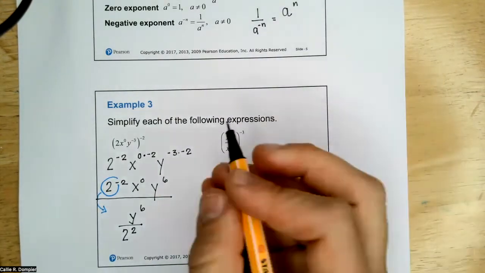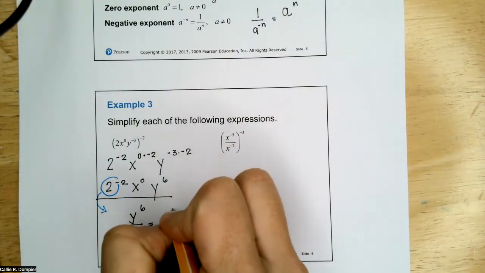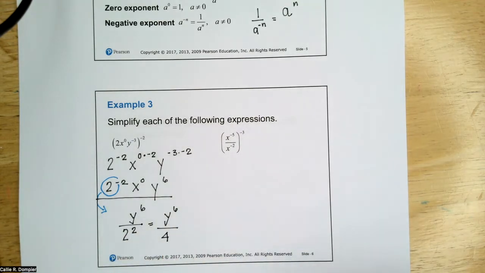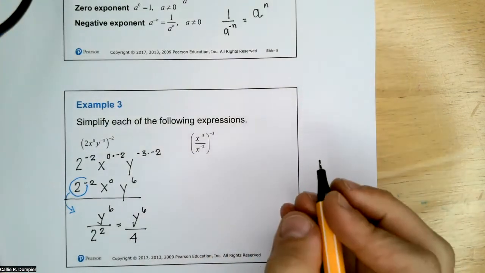And it's done. Oh no, sorry, it's not done. Y to the 6th is done over 2 squared, which is just 4. So I would change that to y to the 6th over 4. It was almost done.